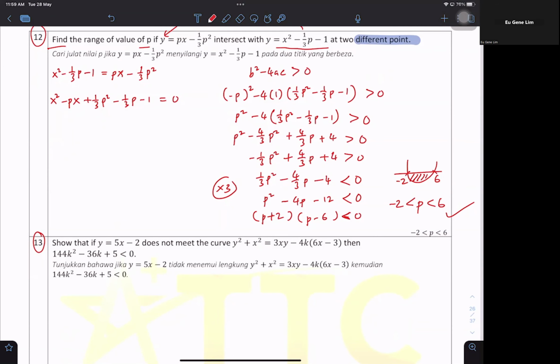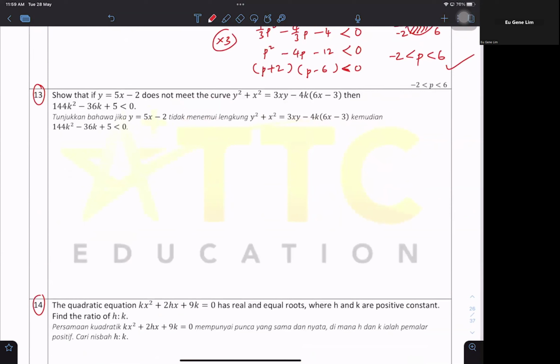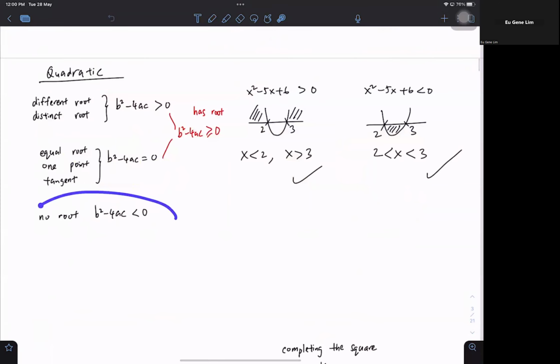Okay, good. Continue. Question 14. You see question 13? I don't want to do already, but then we discussed a little bit. What does it mean by does not meet? What is the meaning here? Does not meet means what? Yes, very good. Does not meet means it doesn't touch, means no root.